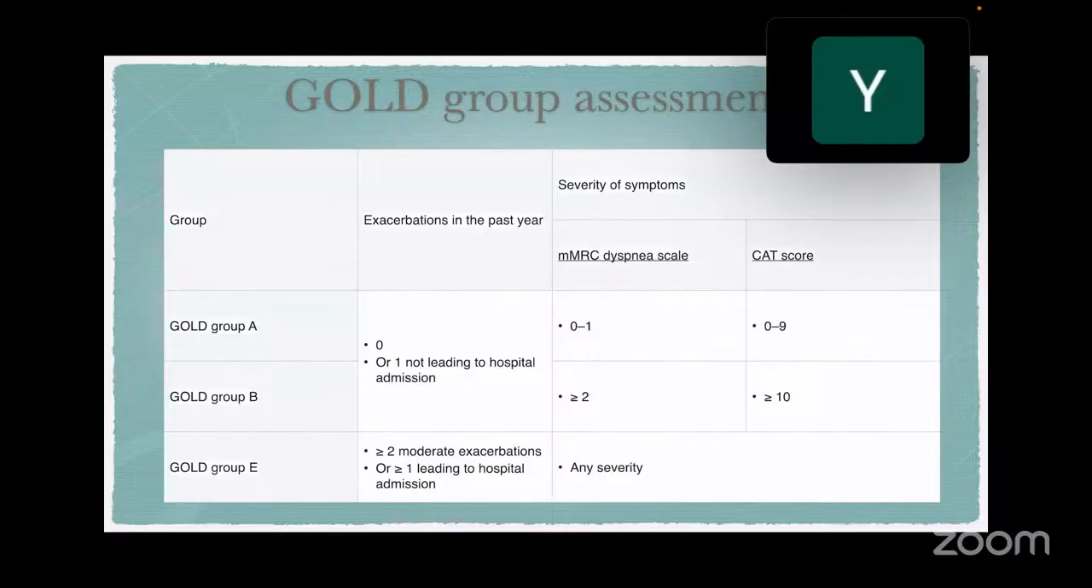And then we have the severity of symptoms according to the MRC dyspnea scale and the CAT score. Whenever there is severe dyspnea in group E, adding to it the exacerbations that had happened, this is definitely group E. And then we have group A and B. It's only the severity of symptoms that makes them apart. Here we have the dyspnea scale. When the score is 0 to 1, this is group A, but when it scores 2 or more, this is group B.